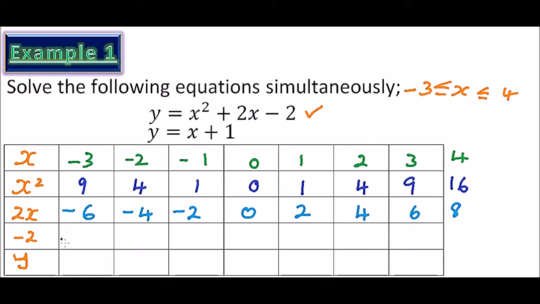From there, we have -2 as a constant. So we fill that row with -2.